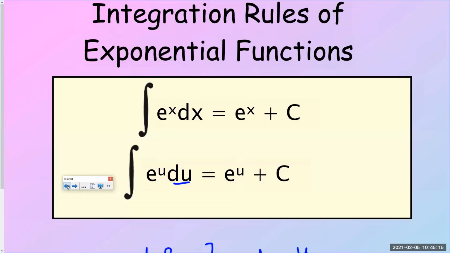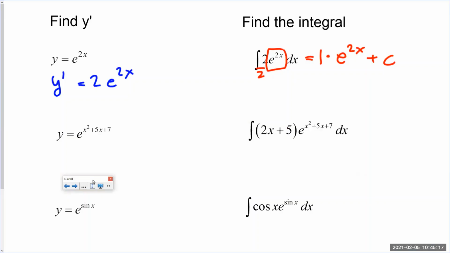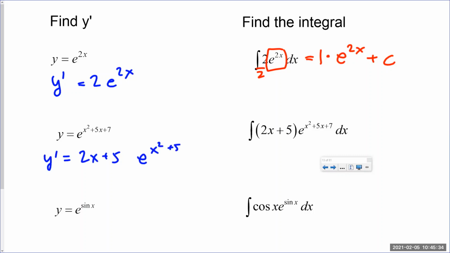Okay, so let's go back to your problems here. All right, so let's look at this one. Okay, if you took the derivative of this, okay, let's review. If you took the derivative of this, what would be the derivative of e to the u? 2x plus 5 times what? E to the u. Okay, make sure, guys, this is in parentheses. The derivative of e to the u is e to the u du dx. Everyone got that? E to the u du dx.